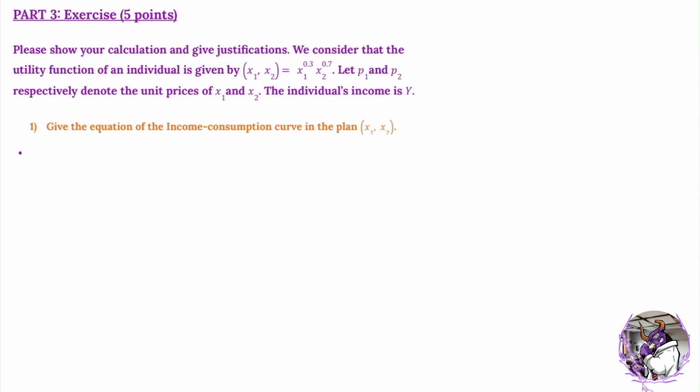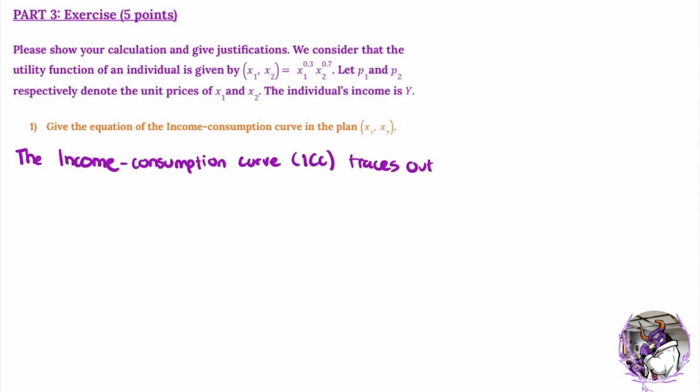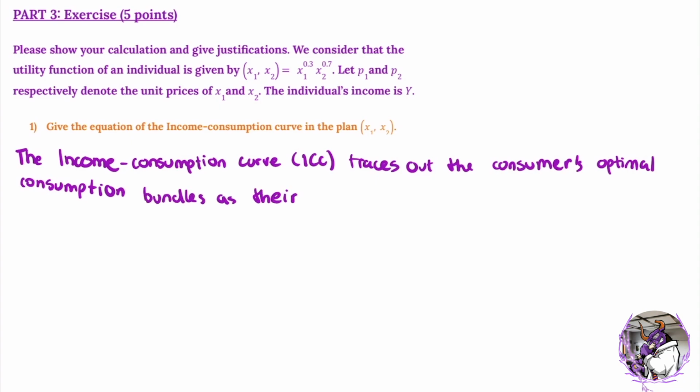Question 1. Give the equation of the income consumption curve in the plane x1, x2. The income consumption curve traces out the consumer's optimal consumption bundles as their income changes, holding the prices constant. For Cobb-Douglas preferences, the ratio of goods consumed, x1 divided by x2, is always constant across different income levels and is determined by the exponents of the utility function.